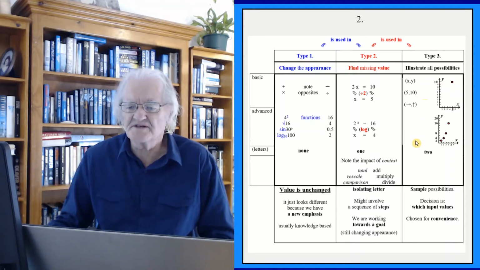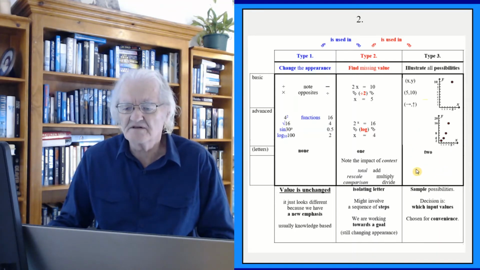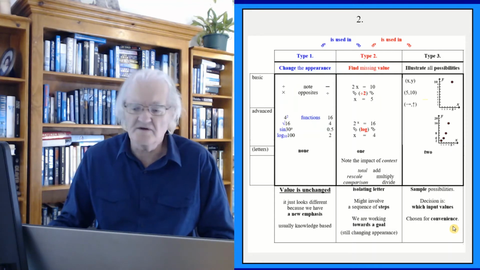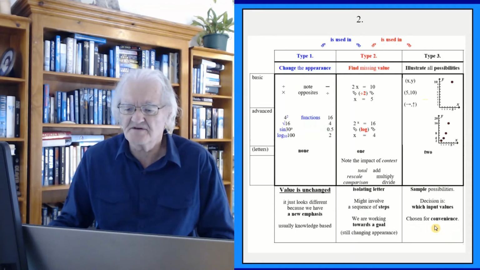And if we do this with a number of situations, we get a line or a curve. So we base this picture on sample possibilities. The decision a student has to make is which input values will they use. Well, the input values are chosen for convenience. The graph can be drawn by joining the points we have produced.